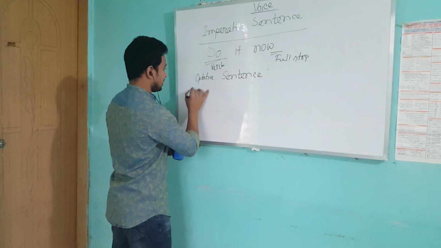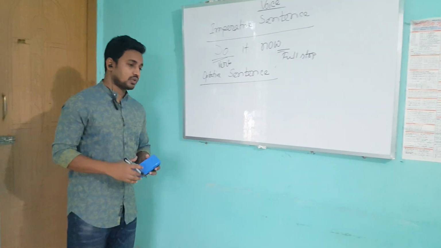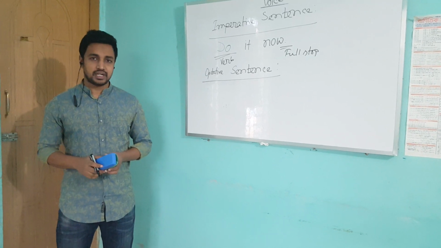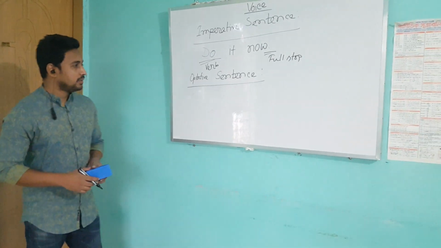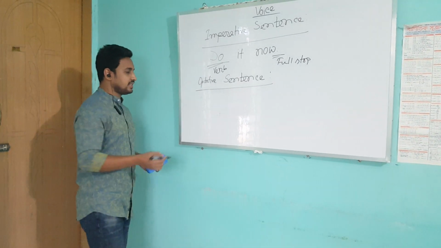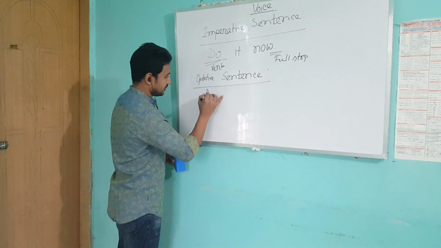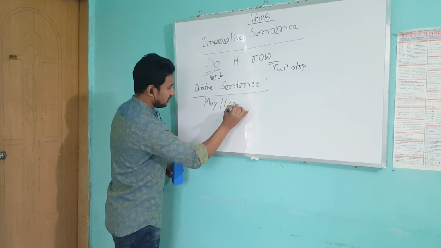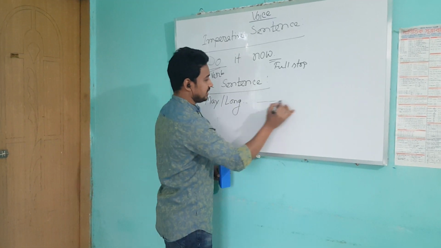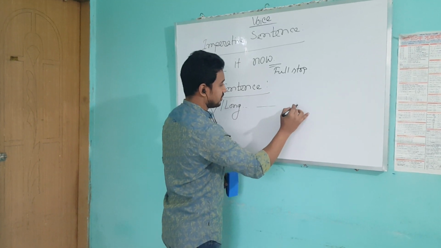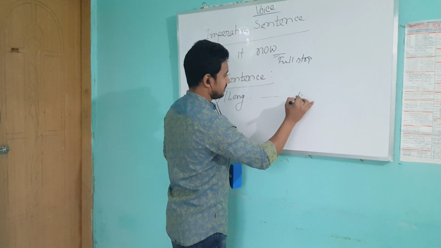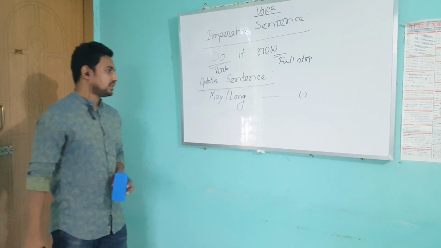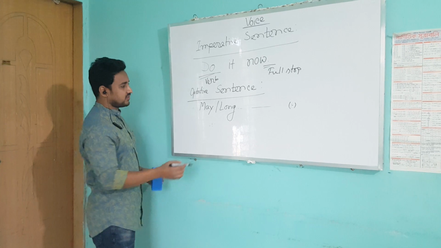Optative sentence, something of wish or praise, we know that, but it's also very easy. If we have "may" or "long" at the beginning and at the end simply a full stop, it's an example of an optative sentence.